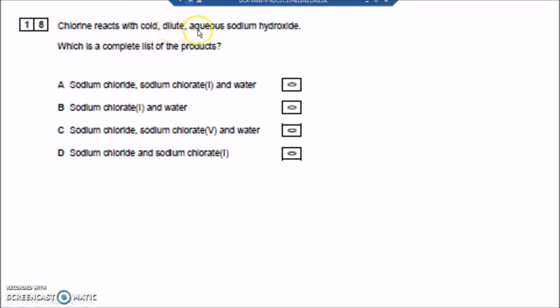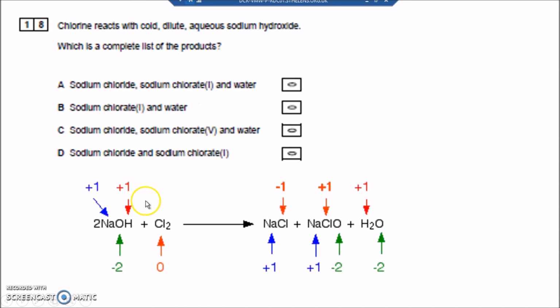Chlorine reacts with cold aqueous dilute sodium hydroxide, which is a complete list of the products. Well, this is something to learn, really. This is an equation you need to learn. Sodium hydroxide and chlorine makes NaCl, NaClO, and H2O. And so I've got NaCl, so it's either A, C, or D. I make water, so now we're between A and C. And so the final question is, is it sodium chlorate(I) or sodium chlorate(V)?